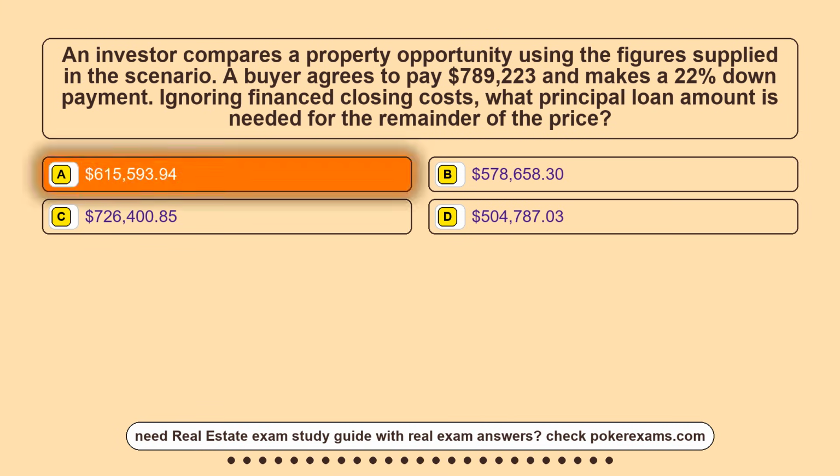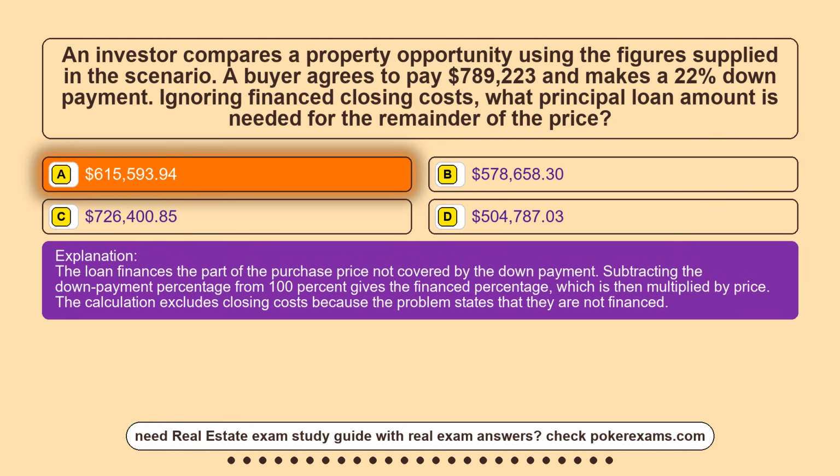$504,787.03. The correct answer is option A, $615,593.94. The loan finances the part of the purchase price not covered by the down payment. Subtracting the down payment percentage from 100% gives the finance percentage, which is then multiplied by price.